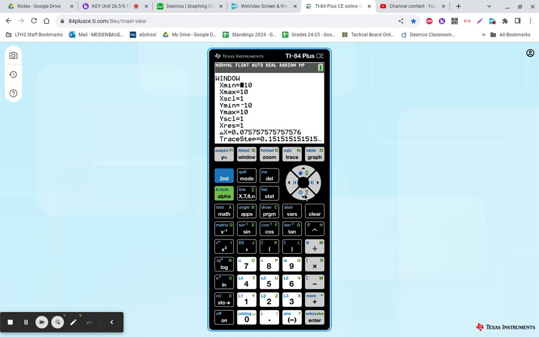If I go to window, I can edit this. I know my Y max. I typed in 10,000 into Y, so I know my Y max has to be at least 10,000. So I'm going to go to my Y max. Let's double that, 20,000, and let's just see what I get. Boom. I can see everything.